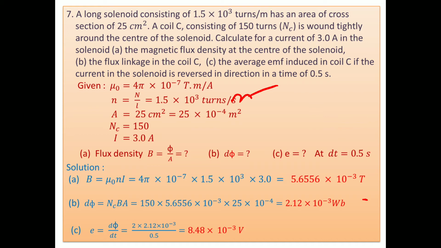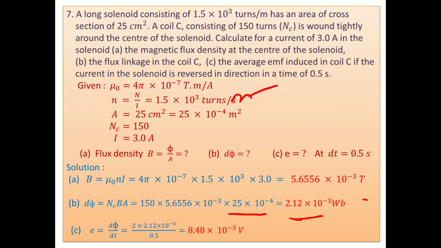Calculate the flux of the solenoid, and thereafter 150 × 5.6 × area, which is given as 25 × 10^-2. After calculation, it is 2.12 × 10^-3 Weber. Okay, this is the answer. Thereafter, induced EMF can be taken as E = dΦ/dt, which is equal to 2 × 2.12 × 10^-3 upon 0.5. dt is taken as 0.5.